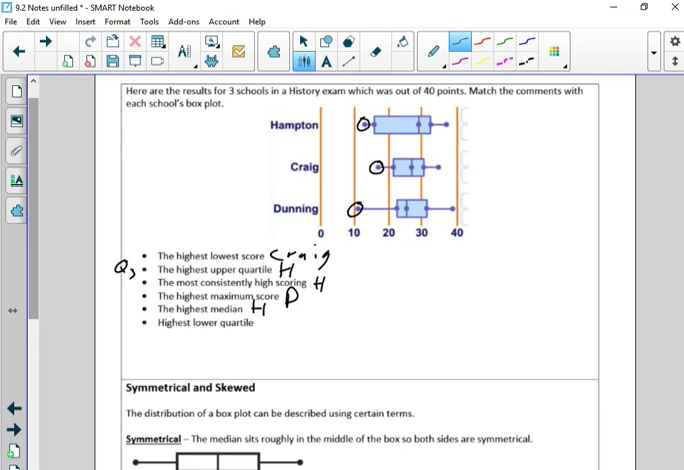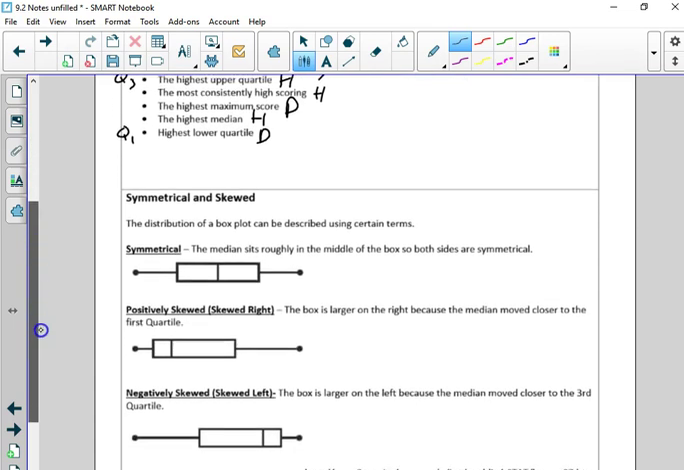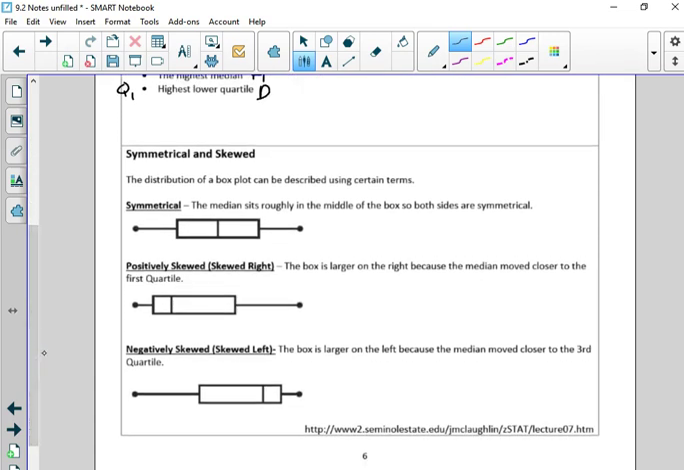Now, which one had the highest lowest quartile, which is Q1? It's close. It's Dunning, probably by like one. If you look, go straight up, Dunning is probably one more, 22 to 21. Hampton won. Yeah, Hampton had the most categories there.